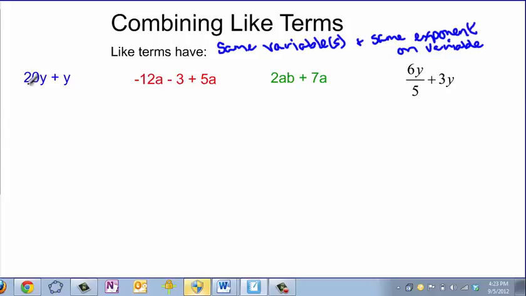So this first example, I have 20y plus y. The variable is y. They're both just plain y, so I can combine them and say that I have 21y. I have 20 plus one more y.